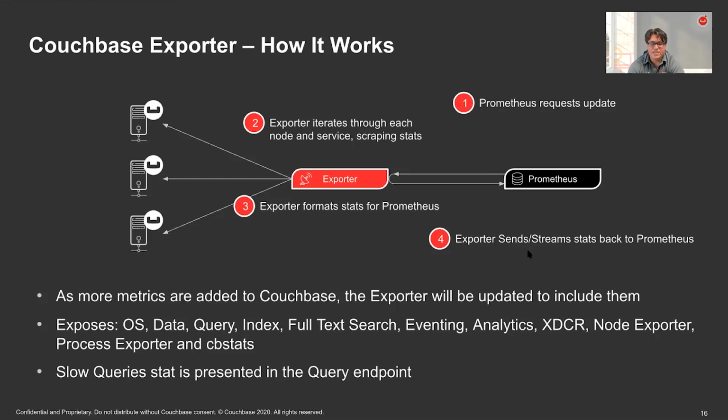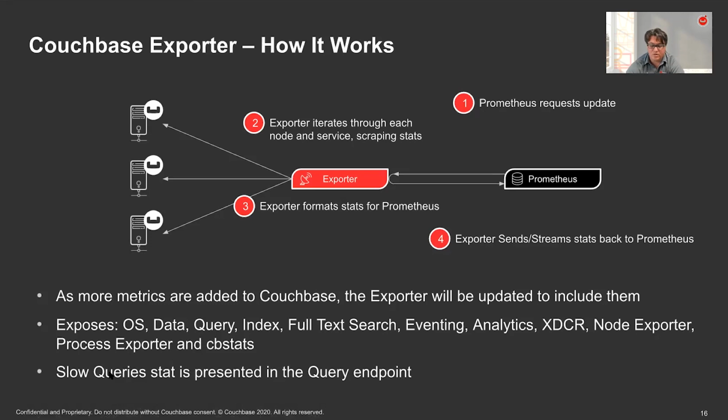The trick with this is, as long as Couchbase continues to follow the standard format it's been following for how to present metrics and the endpoints to use, the exporter will always be able to get the metrics that are available to it. So if we add more metrics to the eventing endpoint, the exporter will just include those metrics in later versions without us having to go and update the exporter or do any work around that. It can expose OS metrics that are available through Couchbase: data, query, index, full text search, eventing, analytics, XDCR. It actually will scrape the node exporter and the process exporter and can issue cbstats.